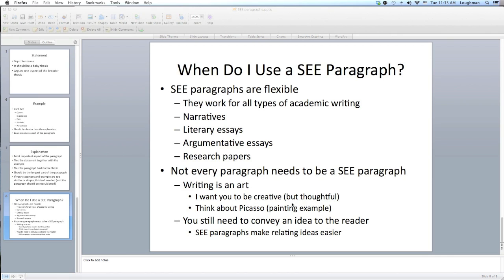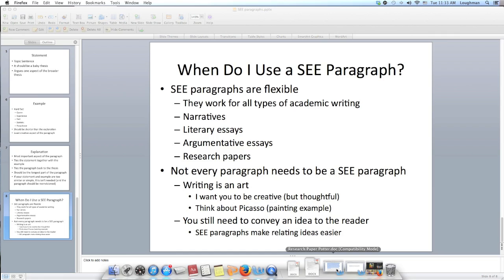And still keep in mind while you're playing with the structure, when you're more advanced, that you still need to convey an idea to the reader. And C paragraphs make relating those ideas a little easier.